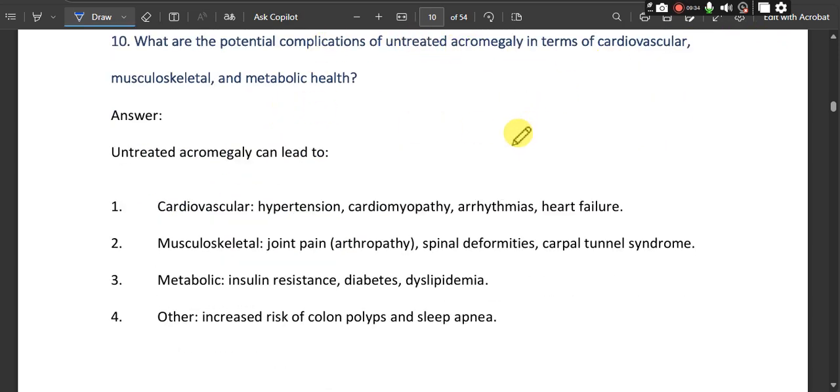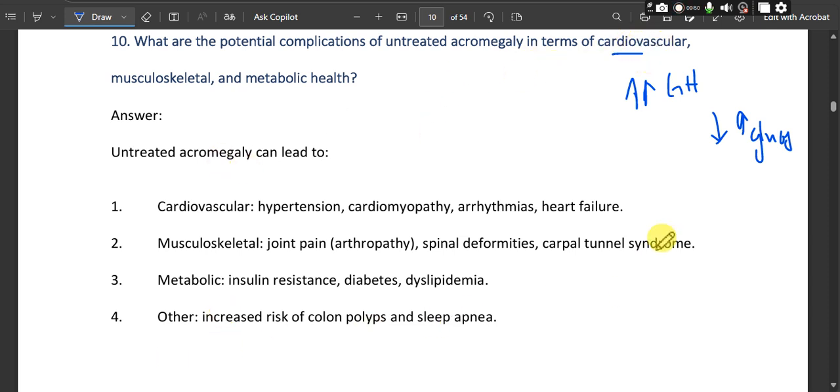What are the potential complications of untreated acromegaly? If acromegaly is not treated, you are going to experience high levels of growth hormone, and high levels of growth hormone will lead to what? High levels of glucose, hyperglycemia.